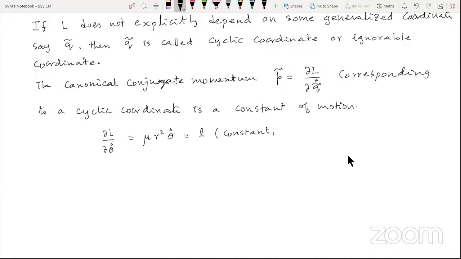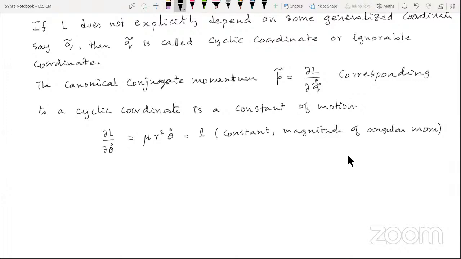So this is a constant, and it turns out that this is the magnitude of the angular momentum. That is why I have used the symbol L. This L is a constant of motion. If you go back, I said the L vector is constant, so the direction is constant and the angular momentum magnitude is also constant. The magnitude is given by this.